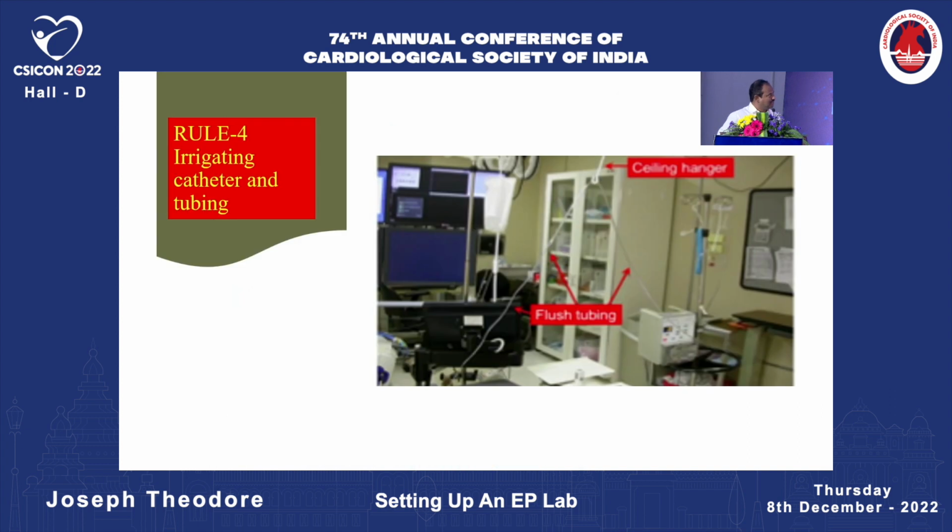Next slide. So irrigating catheter and tubing, this is one of the things which you can always use to reduce the noise, where you can use an anger from which an irrigation can be used. But we don't use it much in our lab, but this is a system which is used all the time in many of the Western labs.